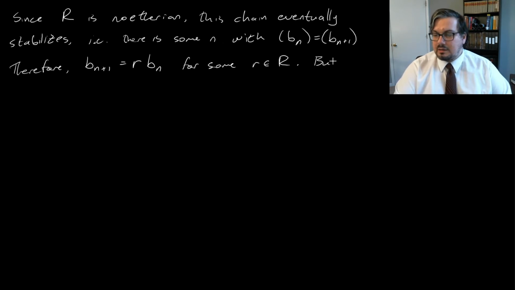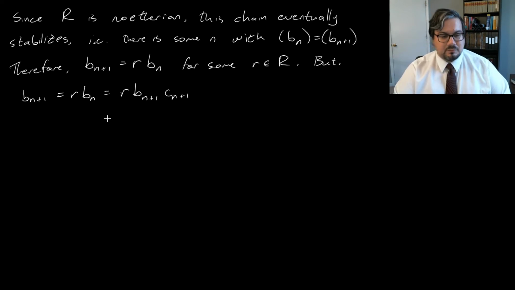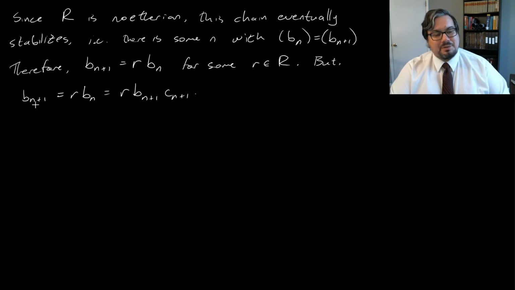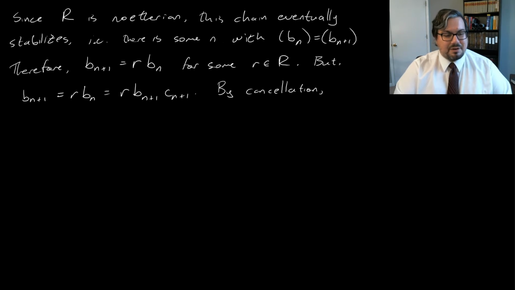But we also have that Bn plus 1 is equal to r times Bn, and by construction, Bn is equal to Bn plus 1 times Cn plus 1. Now, you'll notice that Bn plus 1 is a factor of both the left and the right-hand side of this equation. So by cancellation, we have that 1 is equal to r times Cn plus 1. Therefore, that tells us that Cn plus 1 is a unit.